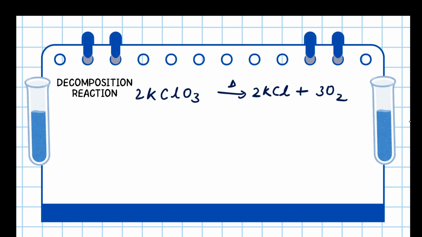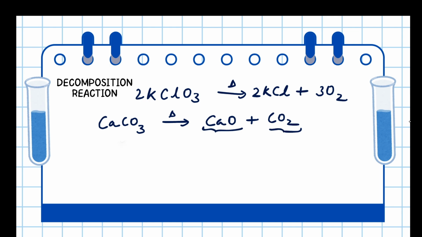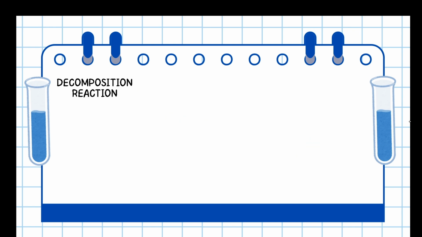Okay, next we have a compound, calcium carbonate. This on heating will decompose to form calcium oxide and carbon dioxide. So two new compounds are being formed, calcium oxide and CO2. And zinc hydroxide on heating decomposes to form zinc oxide and water. Okay, so these are the thermal decomposition reactions.